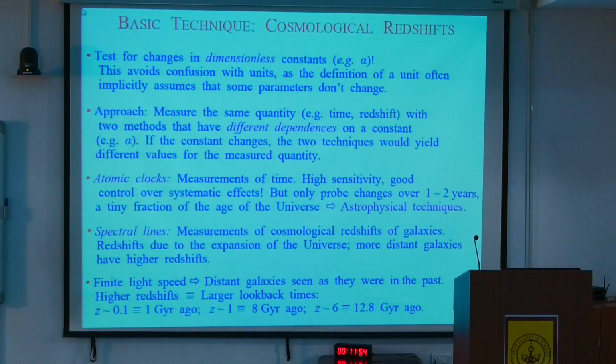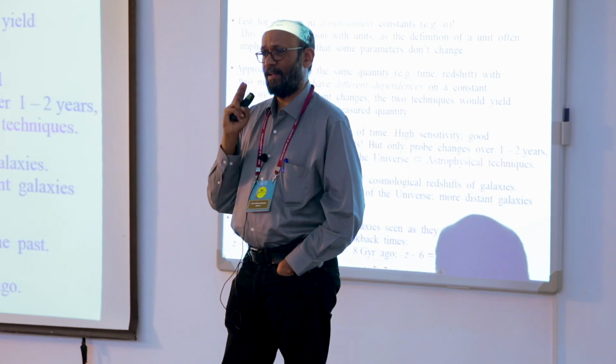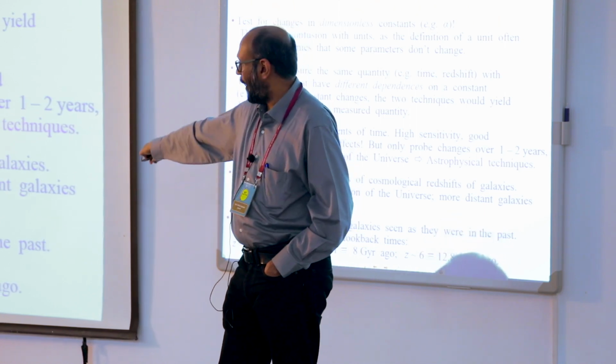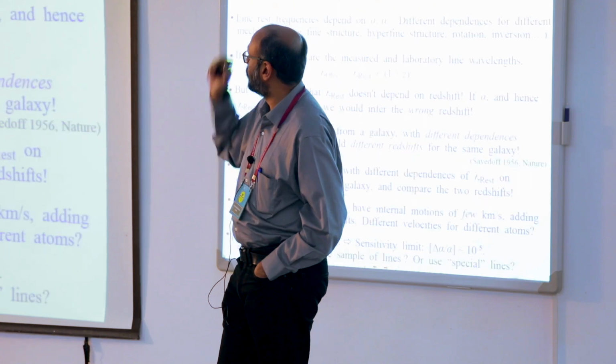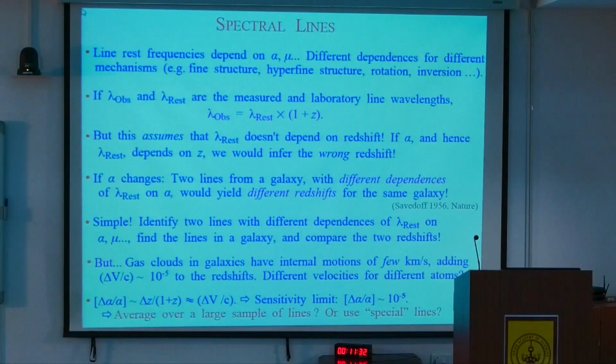Which means that if I can identify a galaxy at a redshift of 1 and measure two redshifts from two spectral lines which have different dependencies on alpha, I can actually test for changes in alpha all the way out to 8 billion years ago. That's the game, basically. So how do we do this? The way you do this, specifically, is that the line rest frequencies depend on alpha, mu, and so on, and you have different dependencies for different mechanisms.